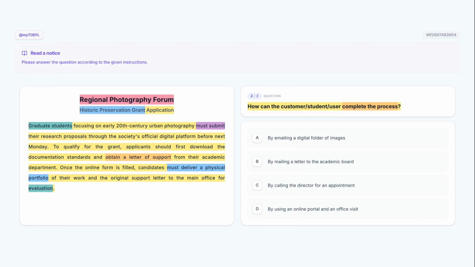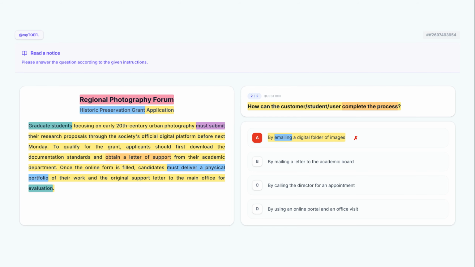Let's start by looking at option A, by emailing a digital folder of images. The text mentions a digital platform for proposals, but it specifically requires a physical portfolio for the final evaluation. Therefore, simply emailing a folder would be insufficient to complete the process as described.